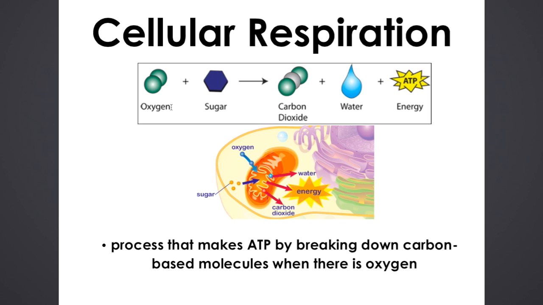So after photosynthesis, you have oxygen and sugar. And your mitochondria can use the oxygen and sugar to make carbon dioxide, water, and energy in the form of ATP. This is called cellular respiration. It is a process that makes ATP by breaking down carbon-based molecules when there is oxygen.